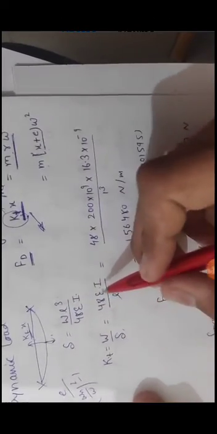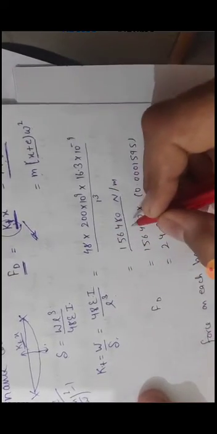kT is the stiffness of the shaft, which we know is equal to load per unit deflection. Delta is equal to W L cube upon 48 E I, which we had already found. So K, the stiffness of the shaft, will be load per unit deflection, W upon delta, which equals 48 E I upon L cube. Putting in all these values, we easily find K, the stiffness of the shaft. We get 156480 Newton per meter.